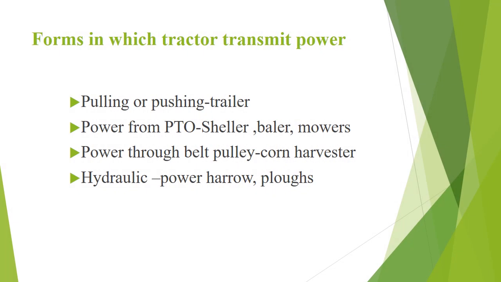Forms in which a tractor transmits power. A tractor transmits power through pulling or pushing. An example of that is the power transmitted to trailers. We have the power from the PTO. We have the power through the belt pulley. An example of that is the power transmitted to a corn harvester. We have the power transmitted through the hydraulics. An example of hydraulics is the power transmitted to plows, to harrows, to rotavators, and others.